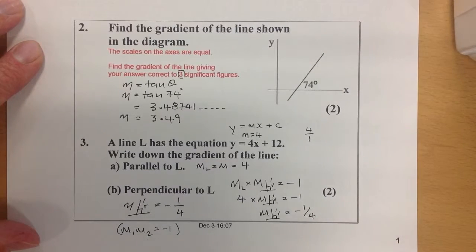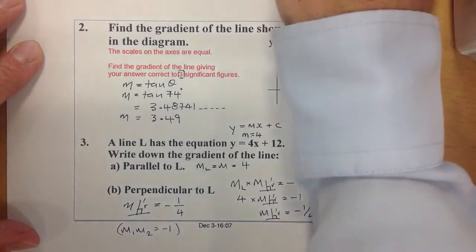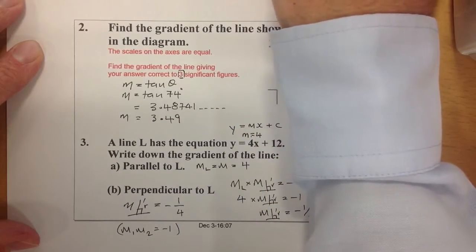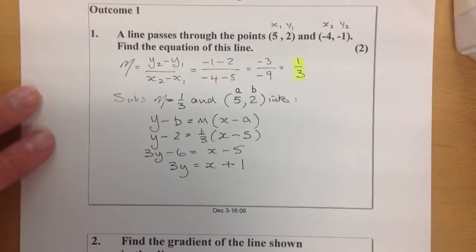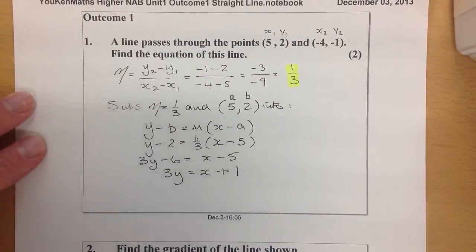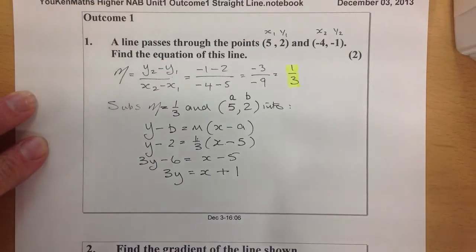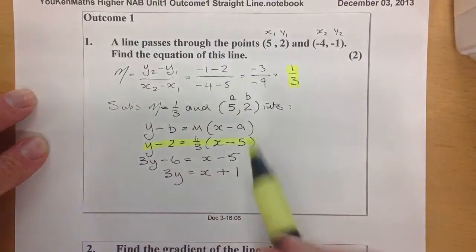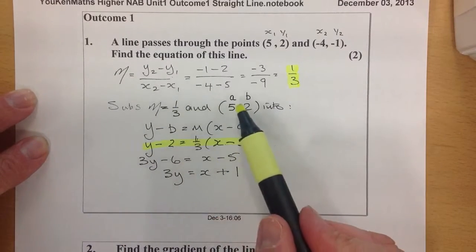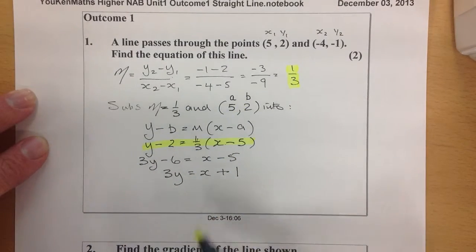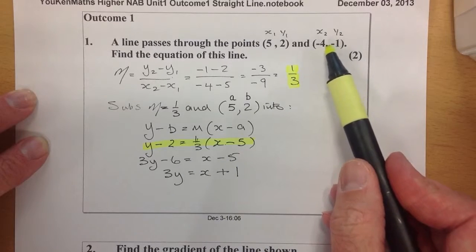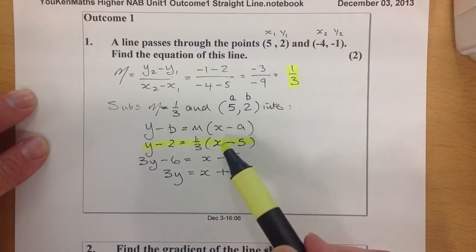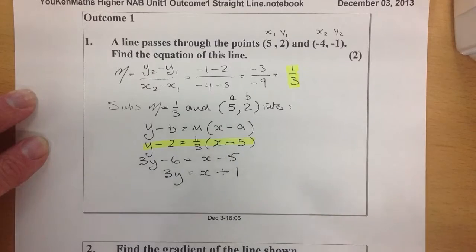Right then, let's see how we mark this. The first thing I'm going to get is a mark for the gradient up here, the gradient being 1/3, so the gradient of 1/3 in question 1. And the next mark I'll get will be for the working here, for substituting the gradient and the point into the equation. And remember, I could have used that point there as well. As long as I get that correct, that's the mark I'm going to get. So that's my 2 marks for that question.